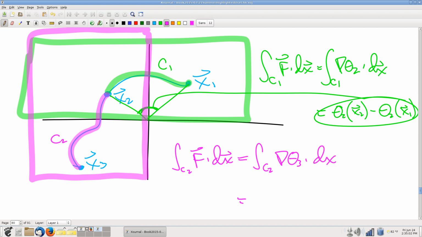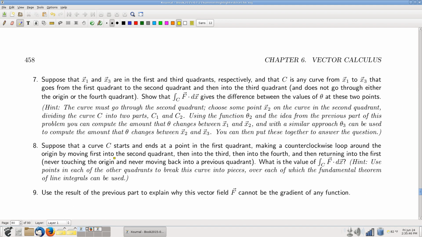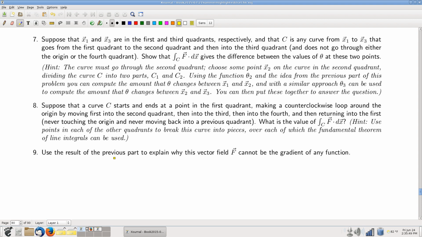And so this line integral gives me, I'm just going to say theta here because I had to define theta 2 and theta 3 separately because they're only defined in certain regions, but they're giving us the angles that we know we're talking about. So this is theta of x3 minus theta of x2, and that gives me this angle. Is that cool? You doing okay? Okay. Alrighty. Well, that was part 7. Okay. Making progress.